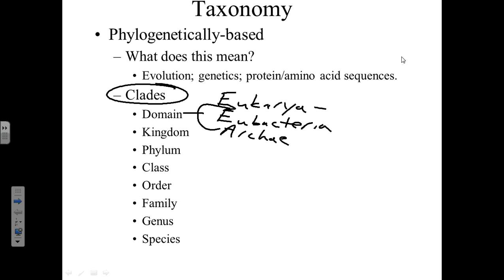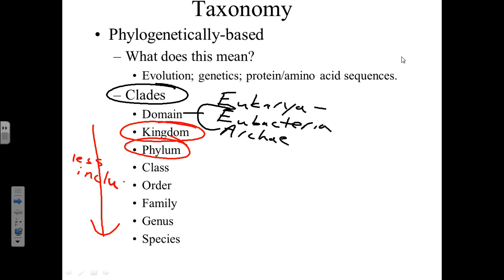The next group down is the kingdom. And depending on which textbook you look in, you may see 5 kingdoms, you may see 6, you may see 7. We're talking about things like the animal kingdom, the plant kingdom, the fungi kingdom, and so on. Phylum is the next smaller group, and we just work our way down. As you go down, the groups are less inclusive, meaning there's less things in there.